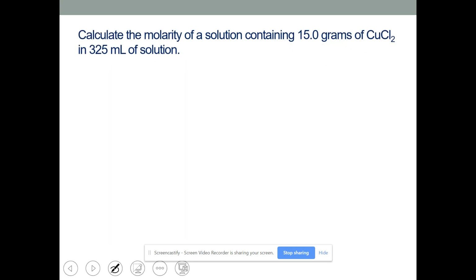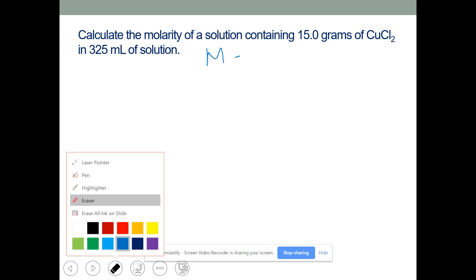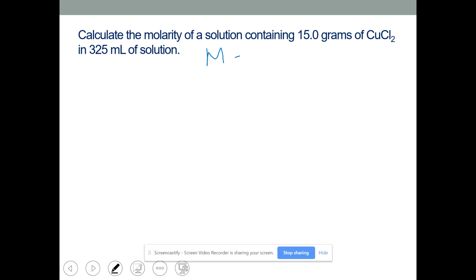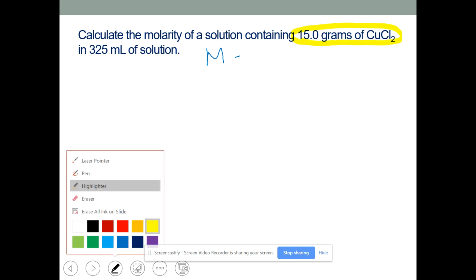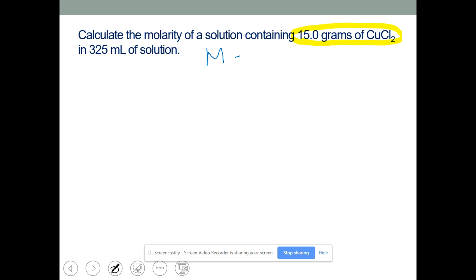So here's just another one that has the variable in a different spot. In this one, you're trying to calculate the molarity. So you're going to need to get the moles of the solute. So take that right there and convert that to moles. I'll give you a minute. Get the molar mass and do that conversion.